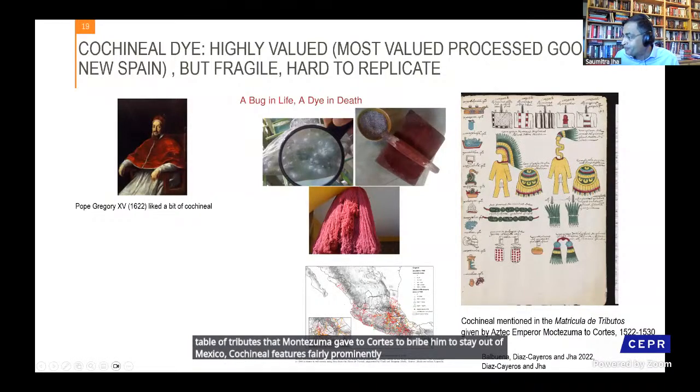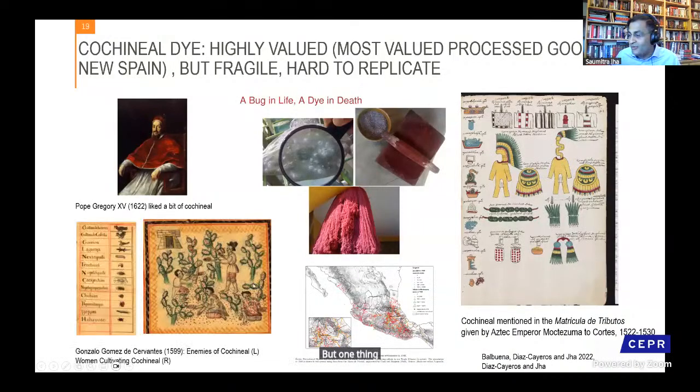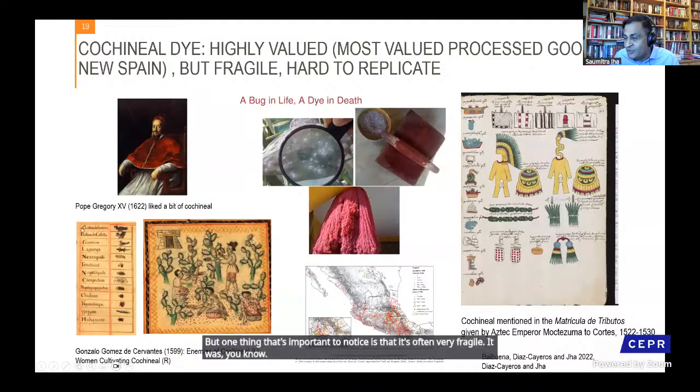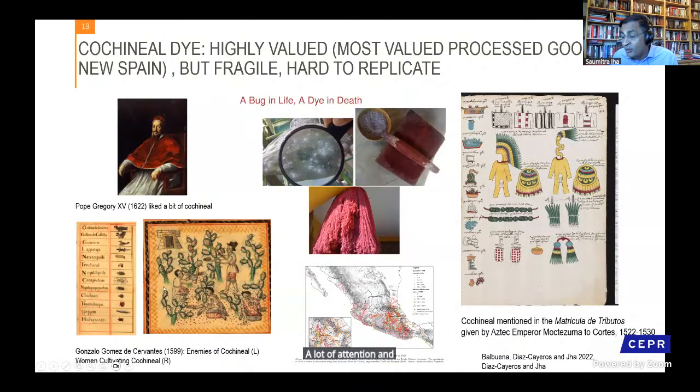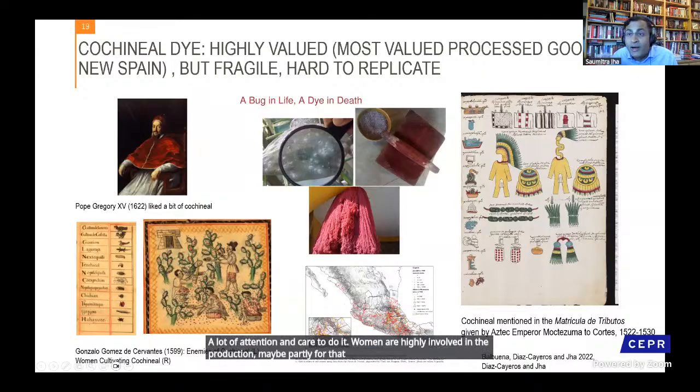One thing that's important to notice is that it's very fragile. These are the enemies of cochineal, which include chickens and turkeys, but also various insects. A small frost could destroy this. You needed a lot of attention and care to do it. Women were highly involved in the production, maybe partly for that reason. It didn't require a lot of strength.